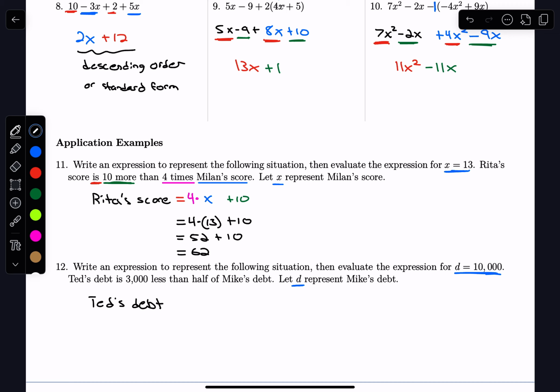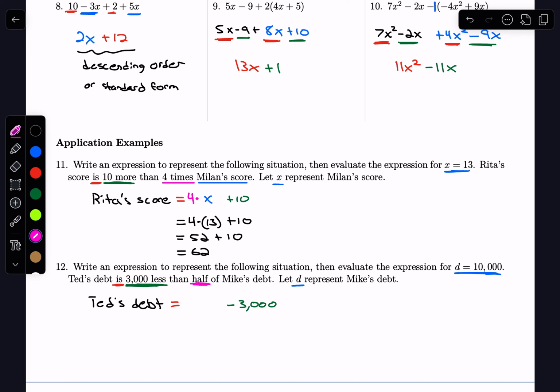We could assign a variable for Ted's debt, like the letter T, but in this case, because we're not going to do anything else with it, it's easy enough to just write the words Ted's debt once. All right, then it says is. Ted's debt is something. So we're going to say Ted's debt equals something. Is means equals. 3,000 less. So if 10 more meant to add 10, 3,000 less is going to mean to subtract 3,000. All right, so more means to add, less means to subtract. And it's 3,000 less than what? Well, it's 3,000 less than half of Mike's debt.